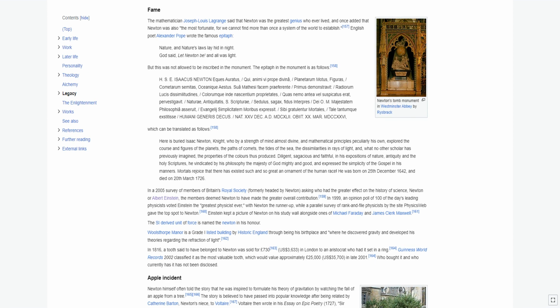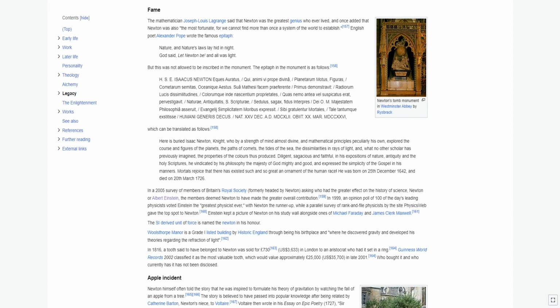In a 2005 survey of members of Britain's Royal Society, formerly headed by Newton, asking who had the greater effect on the history of science, Newton or Albert Einstein, the members deemed Newton to have made the greater overall contribution. In 1999, an opinion poll of 100 of the day's leading physicists voted Einstein the greatest physicist ever, with Newton the runner-up, while a parallel survey of rank-and-file physicists by the site PhysicsWeb gave the top spot to Newton. Einstein kept a picture of Newton on his study wall alongside ones of Michael Faraday and James Clerk Maxwell.